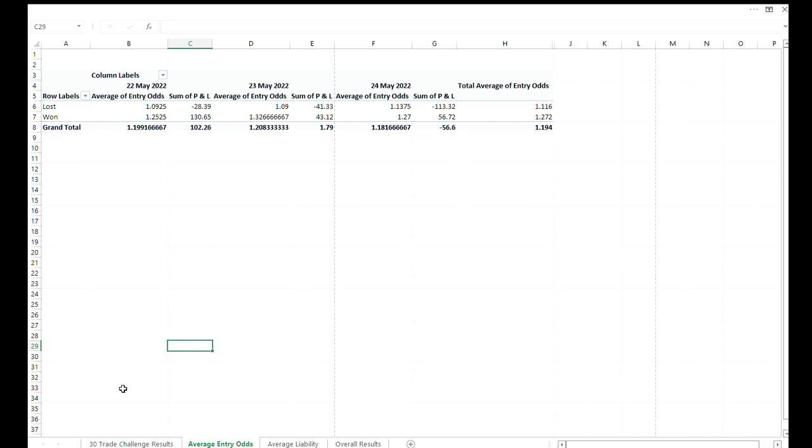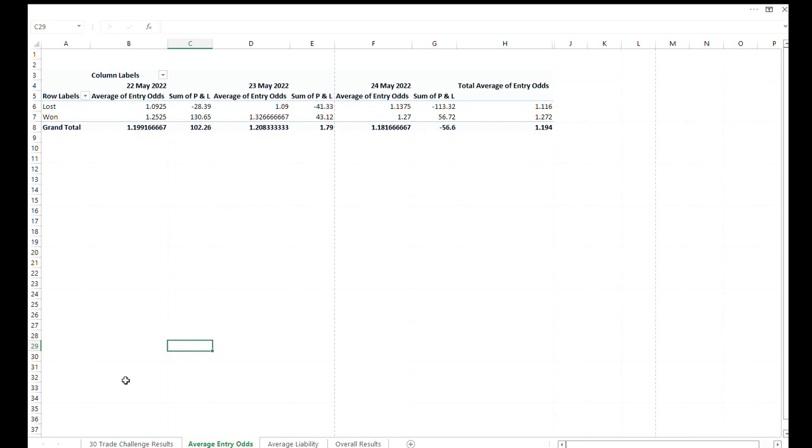So on the first day, 22nd of May, the average entry odds when I lost was 1.09. So if I laid at 1.09, chances are I was going to lose that trade. And then on the flip side to that, if I laid at 1.25, I won on the 22nd of May. And if we look at the grand total, on the 22nd of May, the average odds that I laid at was 1.19, basically.